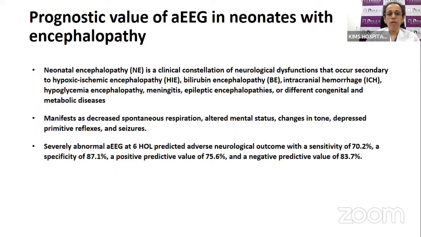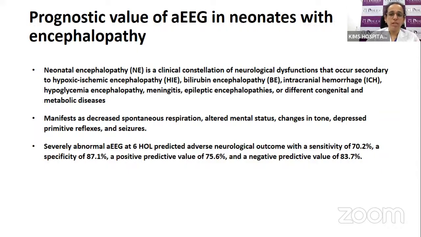So, prognostic value of aEEG in neonates following any encephalopathy. So, the neonatal encephalopathy occurs secondary to a number of constellation of findings, which can be either hypoxic ischemia or bilirubin-induced encephalopathy or hypoglycemia-induced encephalopathy or secondary to intracranial bleed or brain infection, meningoencephalitis, and epileptic encephalopathies, or different congenital and metabolic disorders and structural anomalies. Any of them can present with neonatal encephalopathy.